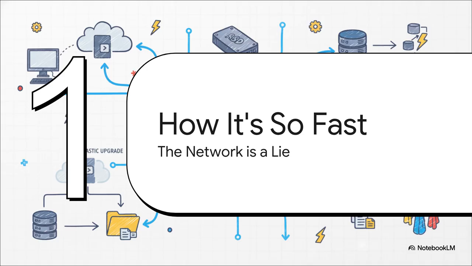Okay, but hold on a second. How can something connected over a network be as fast as a drive that's physically plugged in? I mean, you're probably thinking about your home Wi-Fi and how it can be kind of slow, right? Well, this is a totally different beast. The secret here is that the network is basically a lie.